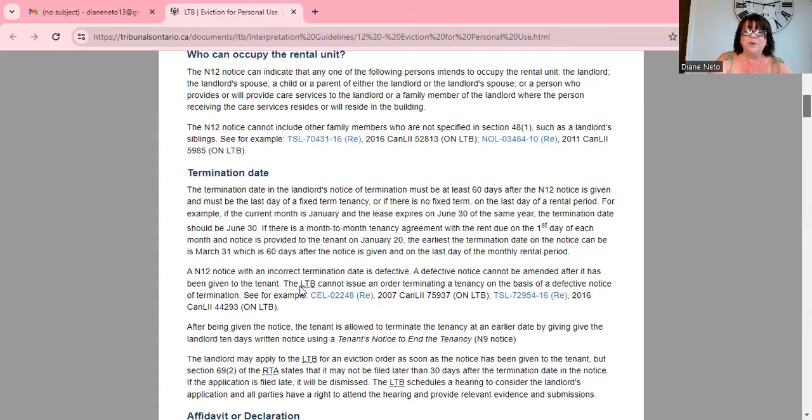An N12 notice with an incorrect termination date is defective. A defective notice cannot be amended after it has been given to the tenant. The LTB cannot issue an order terminating a tenancy on the basis of a defective notice of termination.